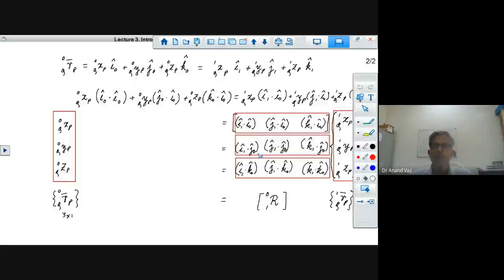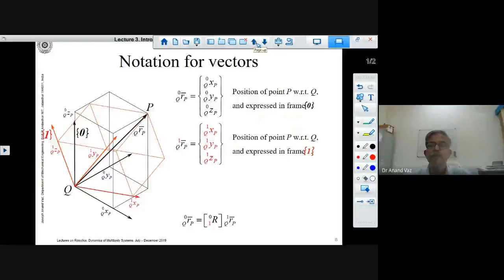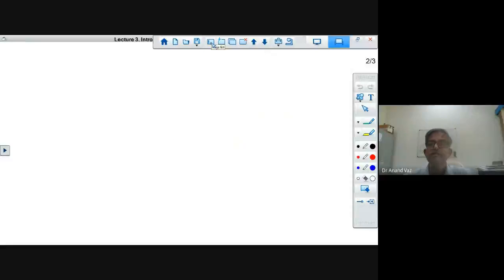But before that, I would like to ask you, what is the need for doing all this? Why are we representing a vector in different frames? Why are we interested in this? So this is the first question that should have come to your mind. Now let us see. The reason for it is like this.